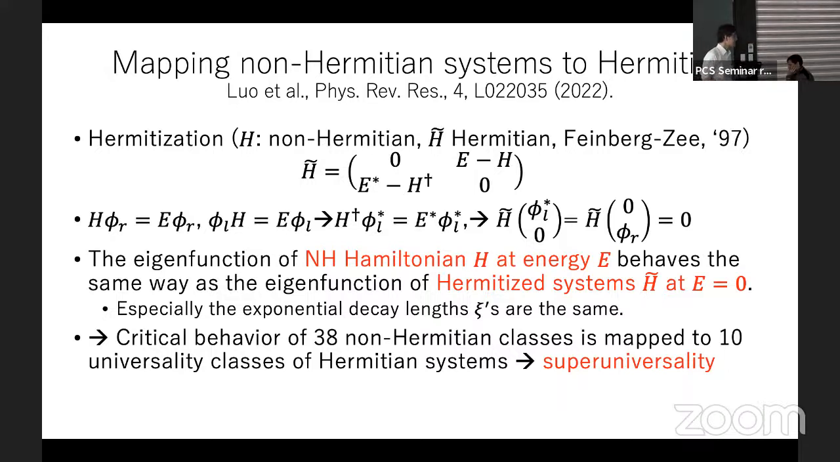So you might think that all the non-Hermitian systems are mapped to 3 chiral classes. I said there are only 3 chiral classes in Hermitian system, and this has a chiral form. So that is symmetry. So naively thinking, all the 38 classes seem to be mapped to 3 classes. But this is not true.